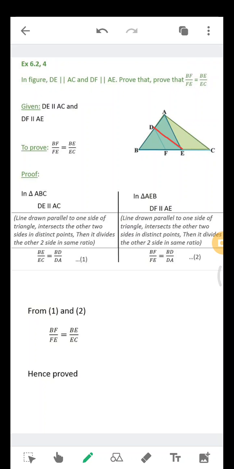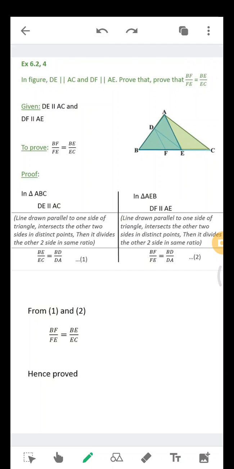DE is parallel to AC in the figure, and DF is parallel to AE. So I can use BPT twice here. What does the BPT theorem say? BPT says that if a line is drawn parallel to one side of a triangle, it divides the other two sides in the same ratio. So that concept I am going to use here for proving this theorem.